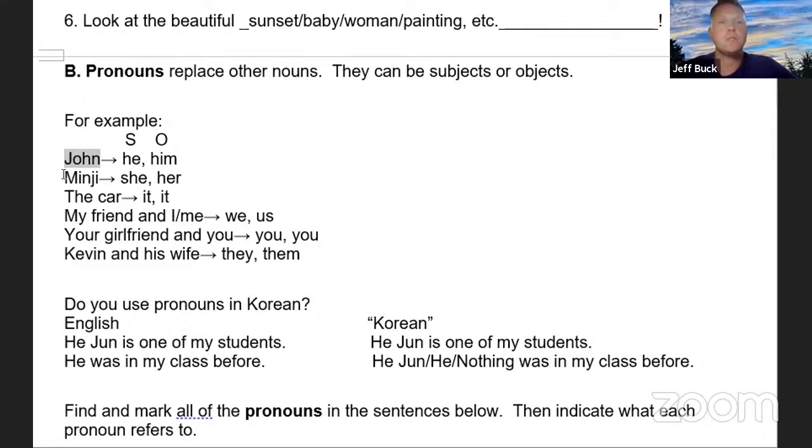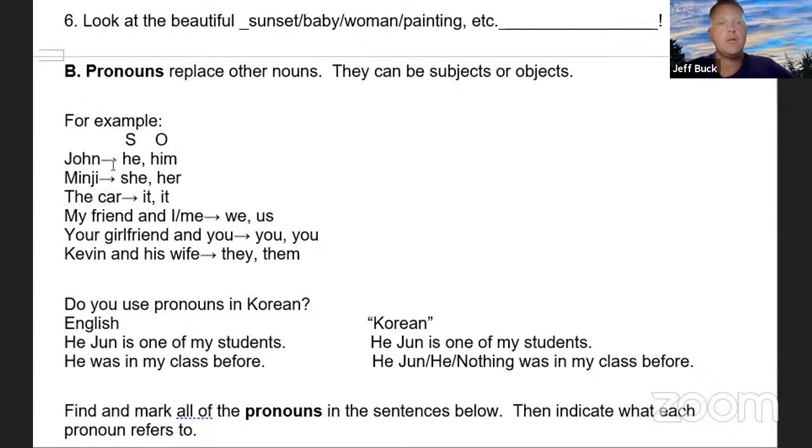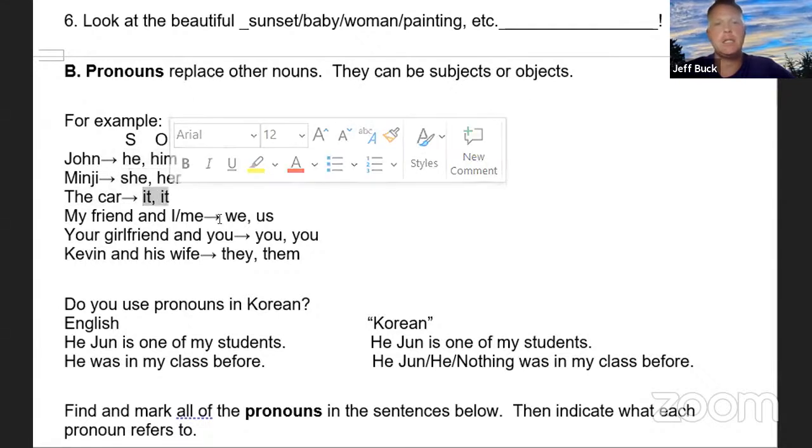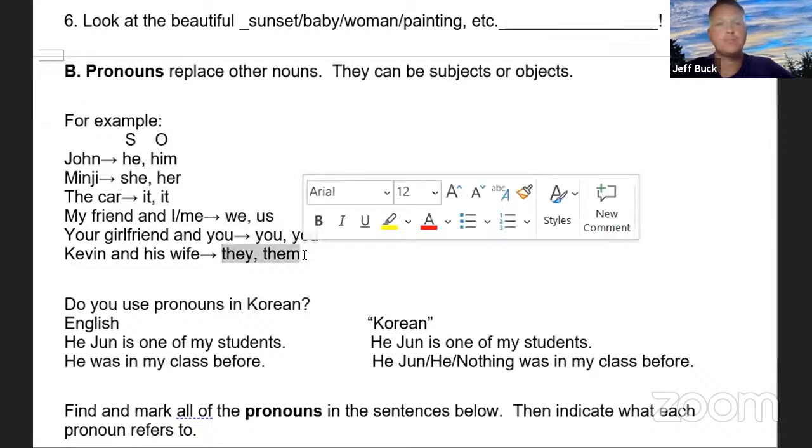All right. The same with women and things, etc. So we have he and him, and she and her, it and it, we and us, you and you, and they and them.